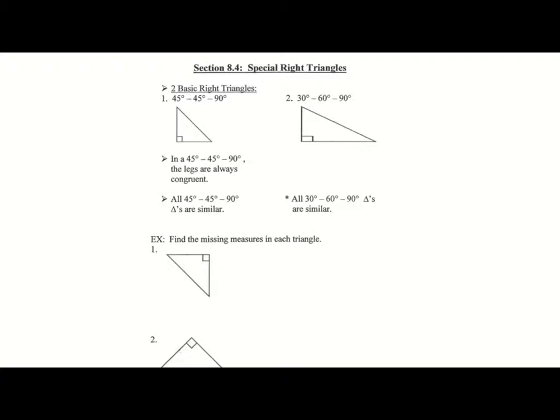In this next section, we're going to talk about a couple different kinds of special right triangles. We have two basic kinds of right triangles, and those are a 45-45-90 degree triangle or a 30-60-90 degree triangle. In our first one, 45-45-90, this is talking about the three angles of our triangles. Of course we have that 90-degree angle in a right triangle, but our 45-45-90 is saying that these other two angles in our triangle are both 45 degrees.